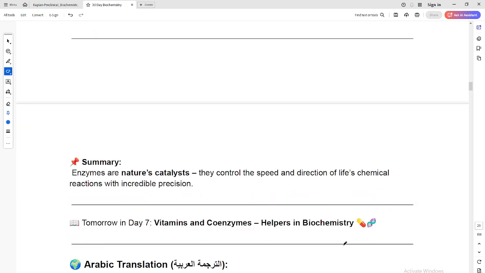In summary, enzymes are nature's catalysts. They represent a gift of God for our body. They control the speed and direction of life's chemical reactions with incredible precision. Tomorrow, wait for day 7, we will talk about vitamins and the coenzymes that are formed from vitamins. These coenzymes are helpers in biochemistry.